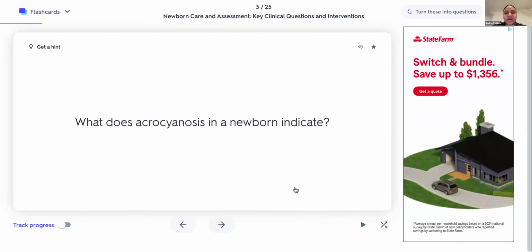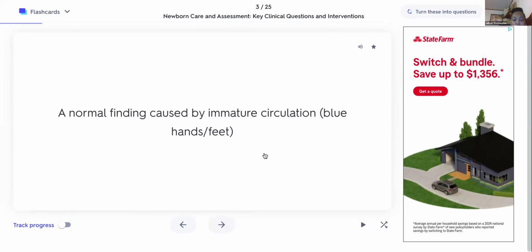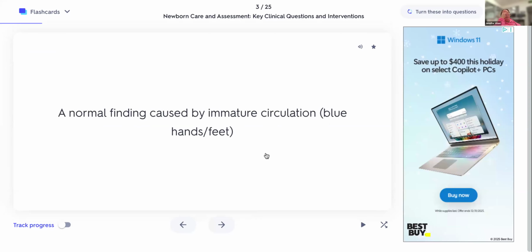What does acrocyanosis in a newborn indicate? Blue extremities. Yeah, what does it indicate? Decreased oxygenation. No, it's not. That's a normal finding. Very good. It's a normal finding. So if you see that, do not get stuck on that with a question. You're going to see blue hands and feet. It's just that their circulation isn't ready to go yet.